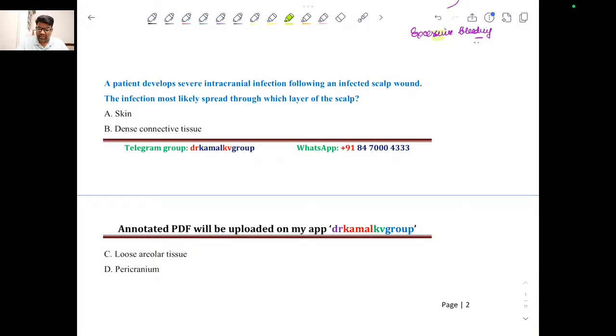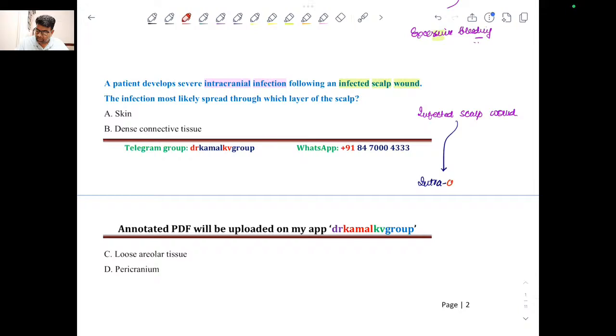A patient develops severe intracranial infection following an infected scalp wound. Now the infection has spread through which layer of the scalp? Now I think everyone can answer this. So there is an infected scalp wound, and now the infection has spread inside the skull.